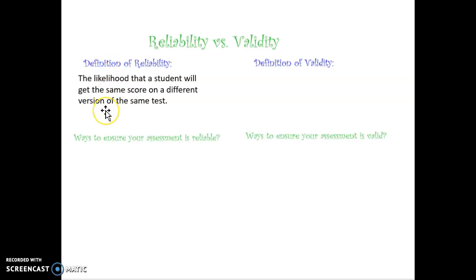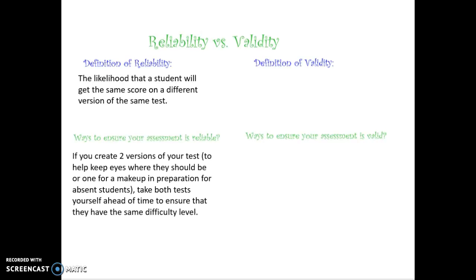So reliability. Basically, if you give multiple versions of the test to a student, will they score roughly the same thing on all of them? If the answer to that question is yes, then you have created a reliable assessment. You're likely to get the same score over and over and over again. So how can you ensure that your assessment is reliable?